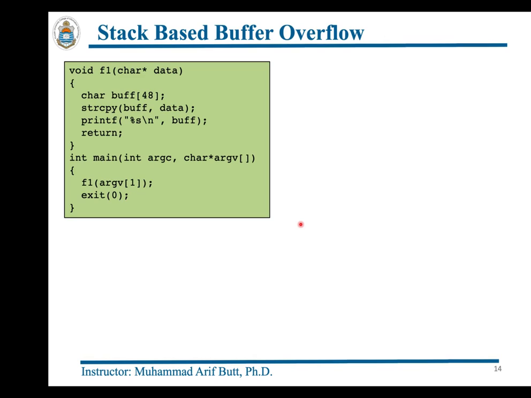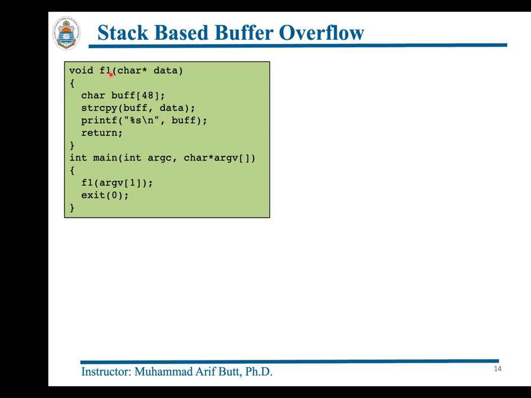Okay, dear students, consider this C program now, a very simple C program in which the main function is receiving command line arguments. It is then calling the function f1 by passing it argv[1]. That is the first string argument after the program name.